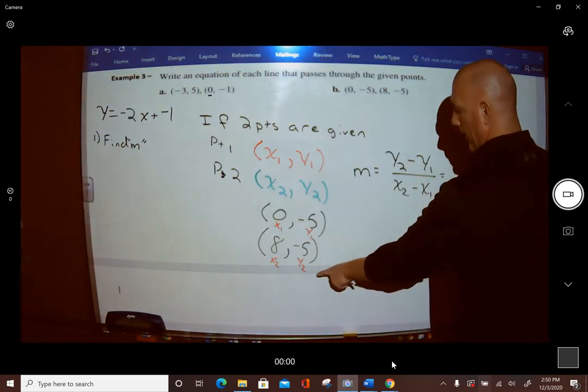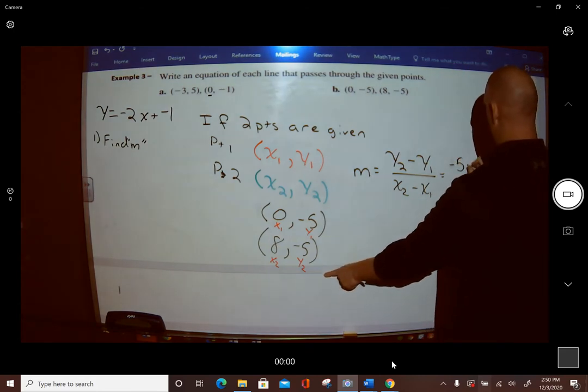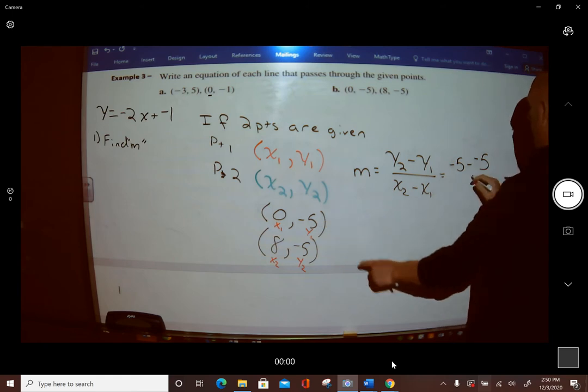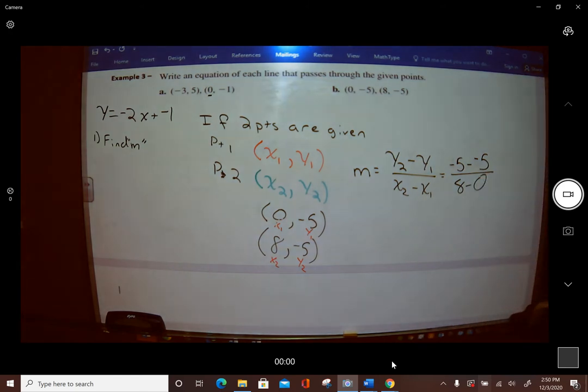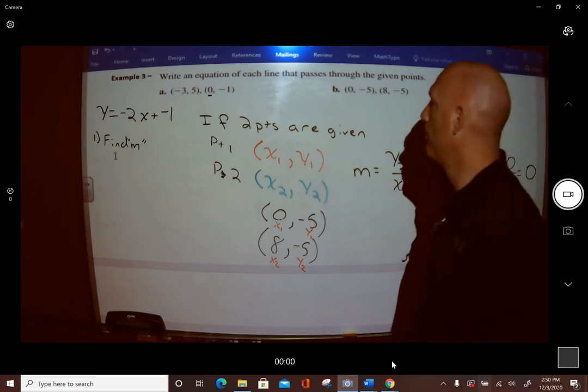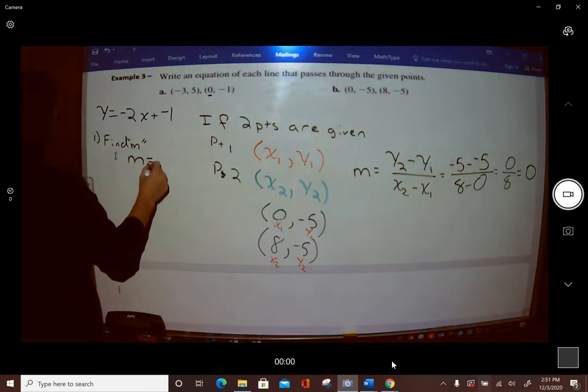So now we're just plugging in. y2, -5 minus -5, y1, over 8 minus 0. Now we've got everything plugged in. Let's solve. -5 minus -5. Anything minus itself is 0. Over 8 minus 0 is 8. In the numerator, 0 is fine. 0 divided by anything is just 0. So now we have our slope, which is fine. 0 is a fine number. It's a number. Make sure you give it respect. This can be your slope. Now we found our slope, m equals 0.